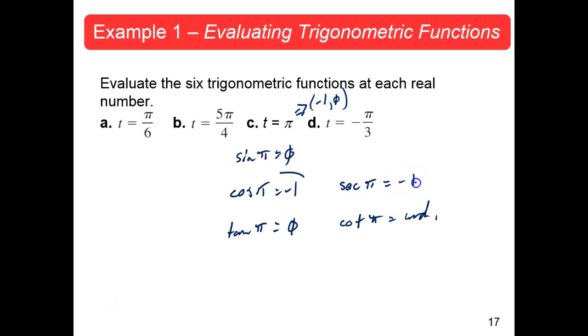And what is the secant of pi? It's negative 1 too, because it's 1 over the cosine, 1 over x. And what is the cosecant of pi? Undefined. Perfect, because it's the reciprocal of sine, but if sine's 0, it's undefined. You cannot divide by 0. See how that goes?